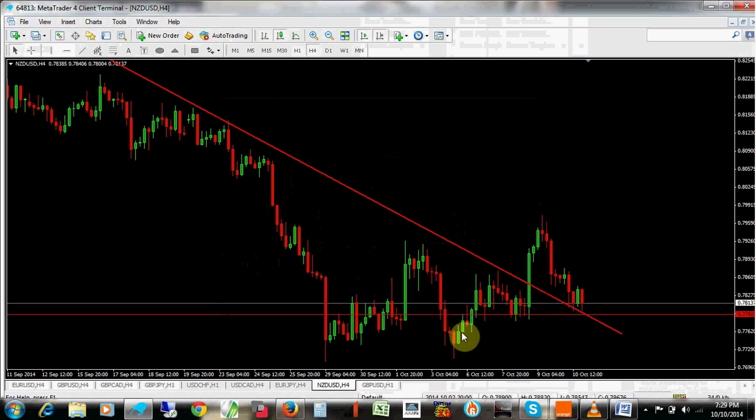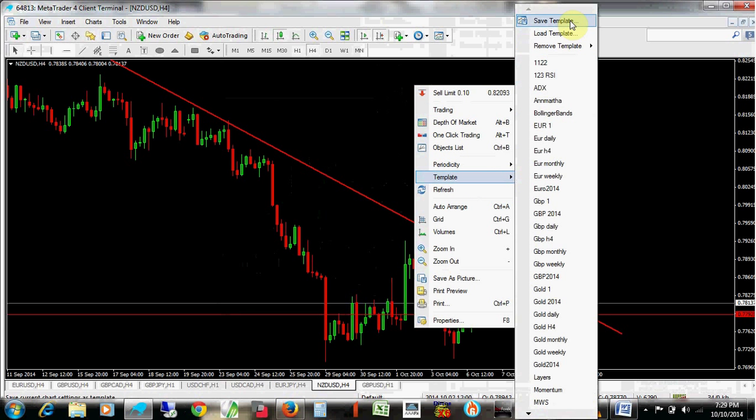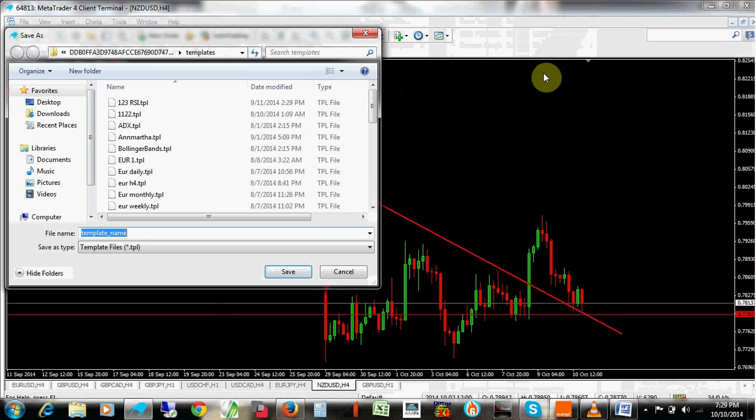So we don't want to do this all the time. We don't want to repeat this all the time. So we just create a template. We save template over here. Save template. We call it 1, 2, 3 red. Yeah, just some simple name.